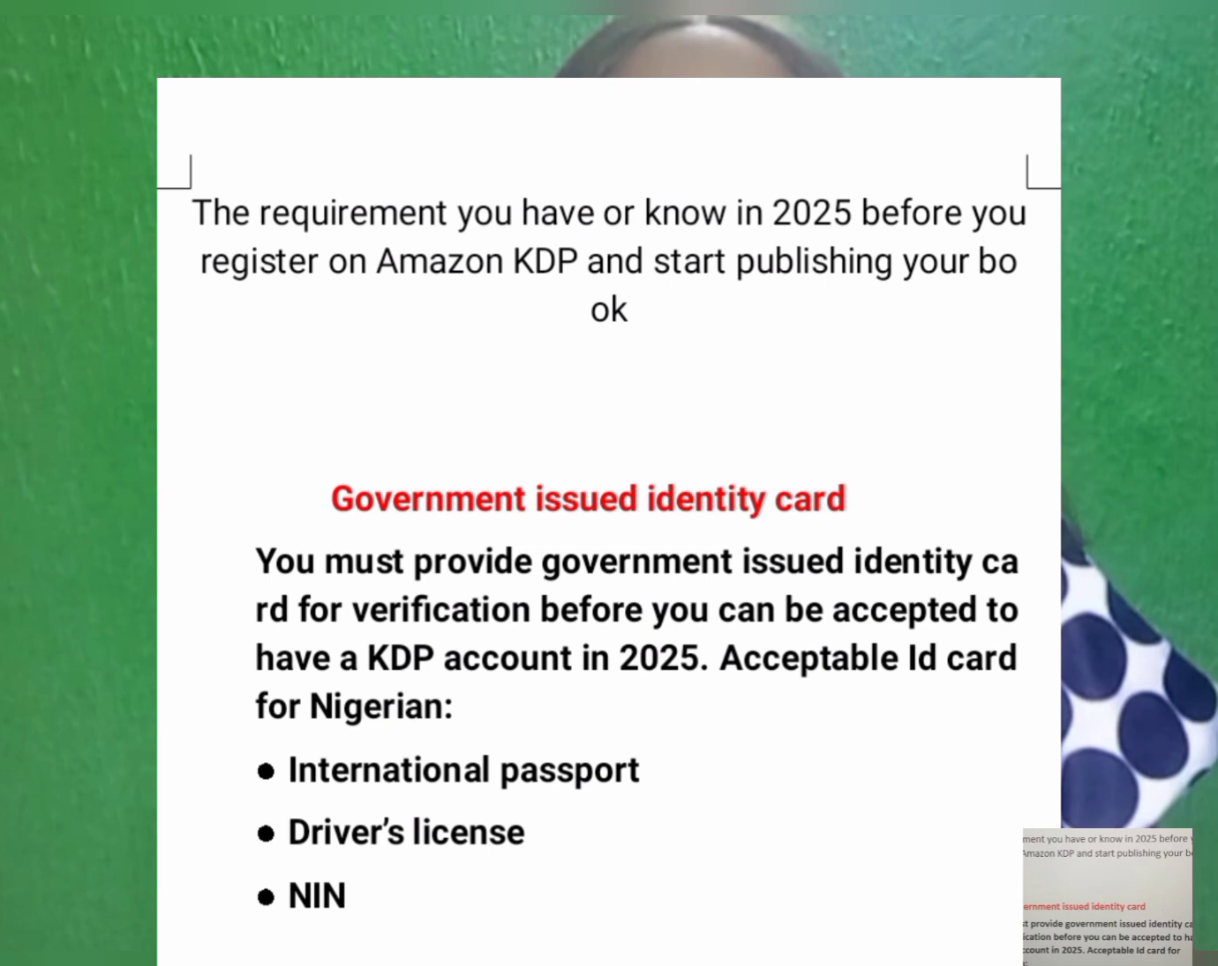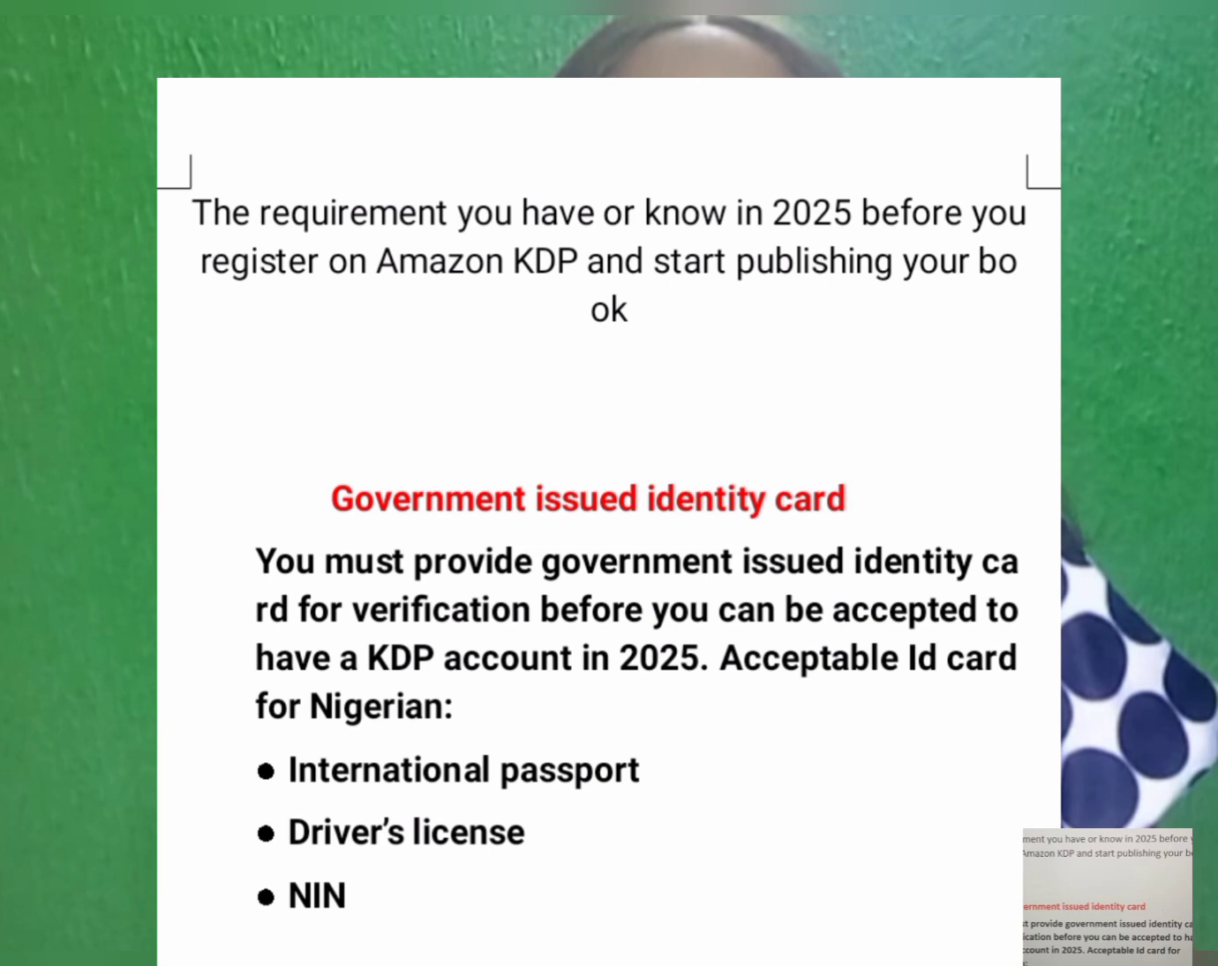So you must provide a government issued identity card to verify before you can be accepted to have a KDP in 2025. Acceptable IDs for those in Nigeria are international passports, driver's license, or NIN. So these are the ones acceptable. I've heard that people use voters card, but these are the ones I've seen people use and it worked for them. And the NIN must be in plastic form. So there's a way to go around it. If your own NIN is on paper form, you can still put it in plastic form so that they can accept it.